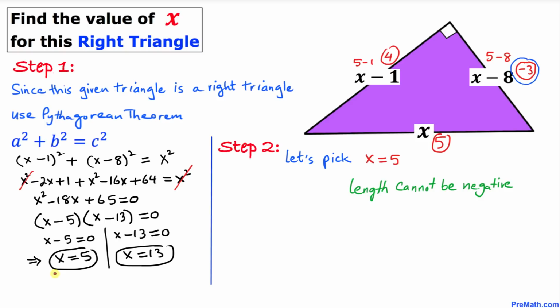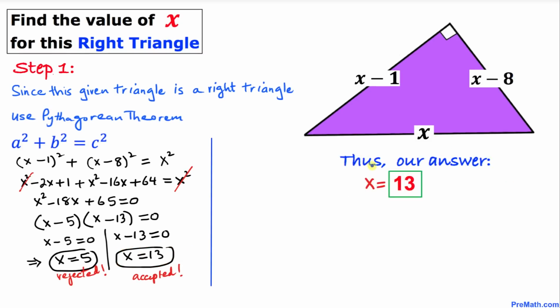We are going to eliminate this one, so the x equal to 5 value is rejected, which means we are going to accept this x. Thus our x value turns out to be positive 13.